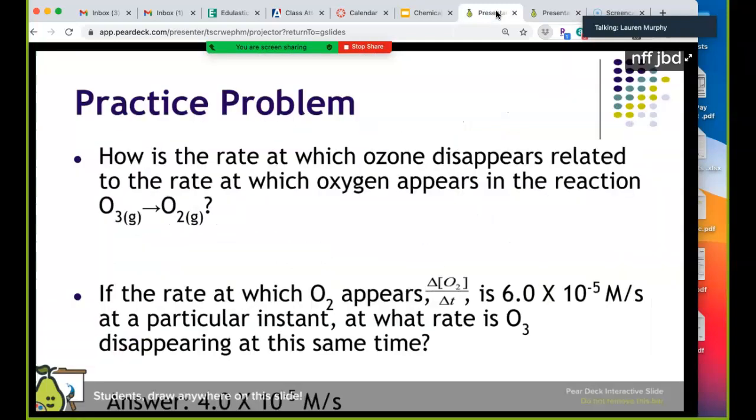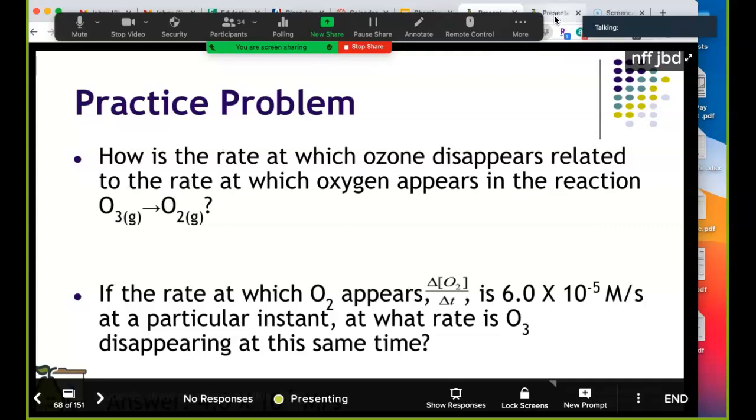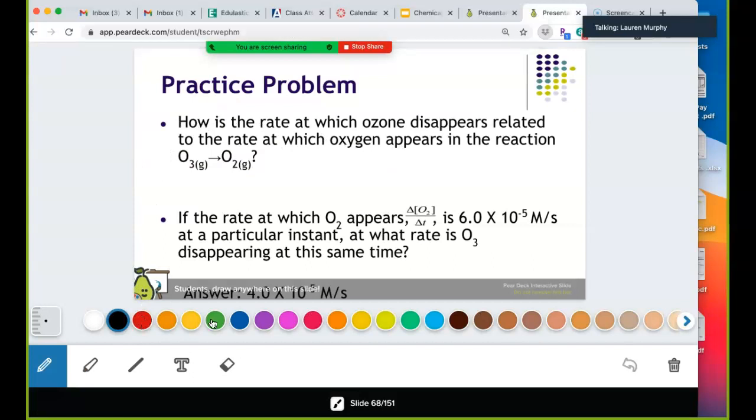So let's do one more. First thing, I give you ozone decomposing into oxygen. I need you to balance it. I didn't balance it for you. Not a very crazy balance, right? There should be a 2 here and a 3 here. So just conceptually, before we do the math, are you losing ozone quicker than you're making oxygen, or are you making oxygen quicker than you're losing ozone, just based on the stoichiometry?